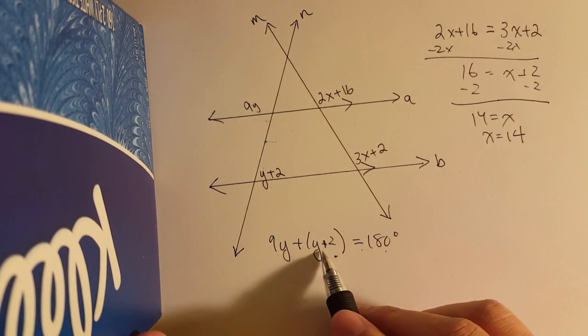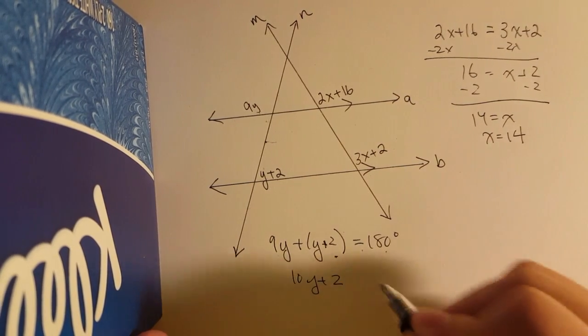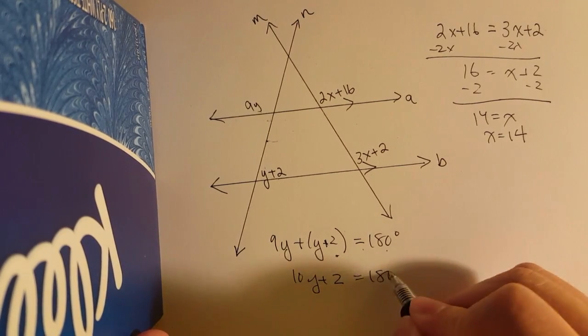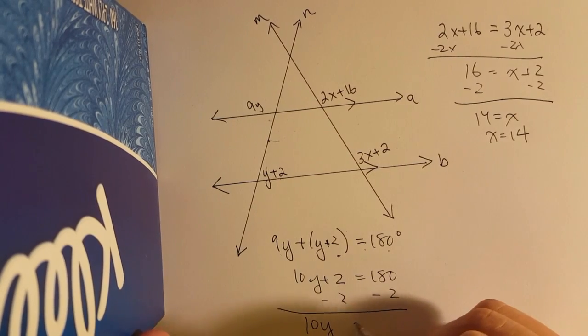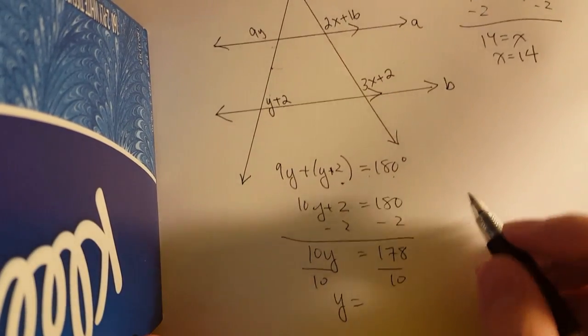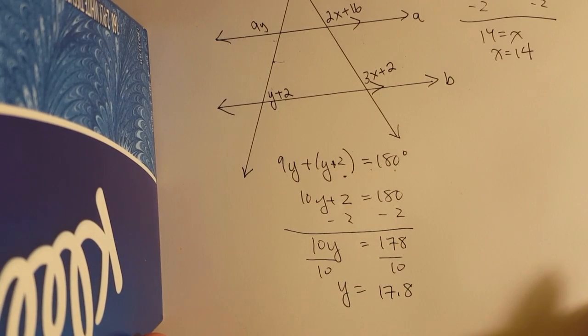I can solve for it. I can ignore the parentheses. It's 10y plus 2. 10y plus 2 is equal to 180. I subtract 2 on both sides. 10y is equal to 178. Divide by 10 on both sides. y is equal to 17.8.